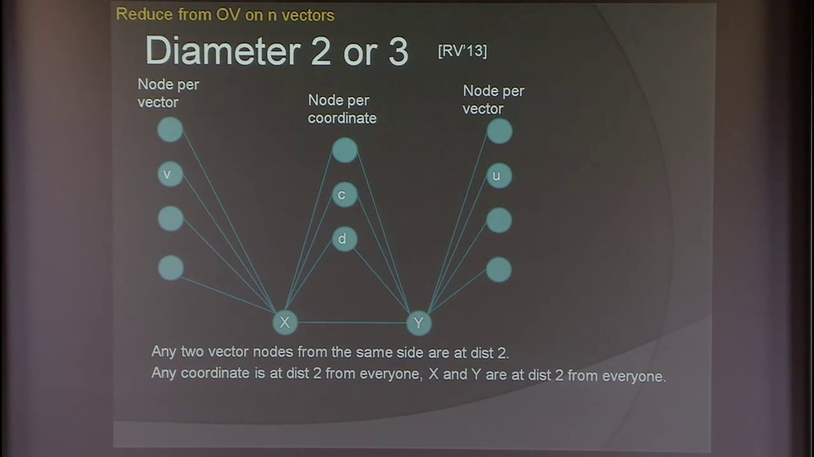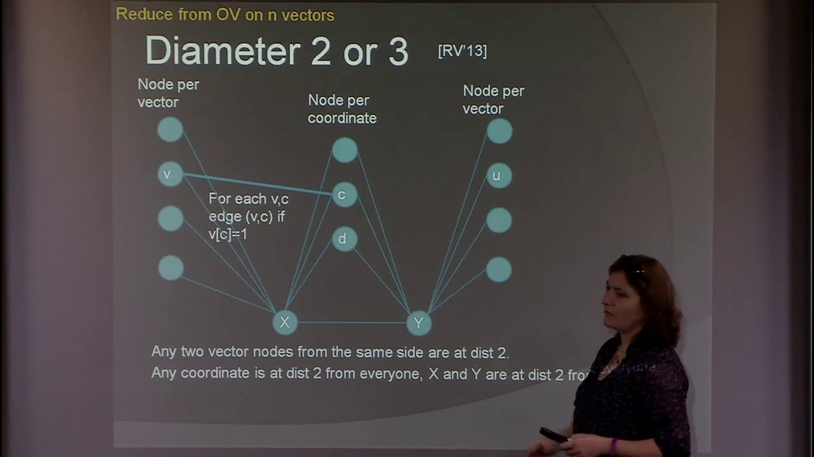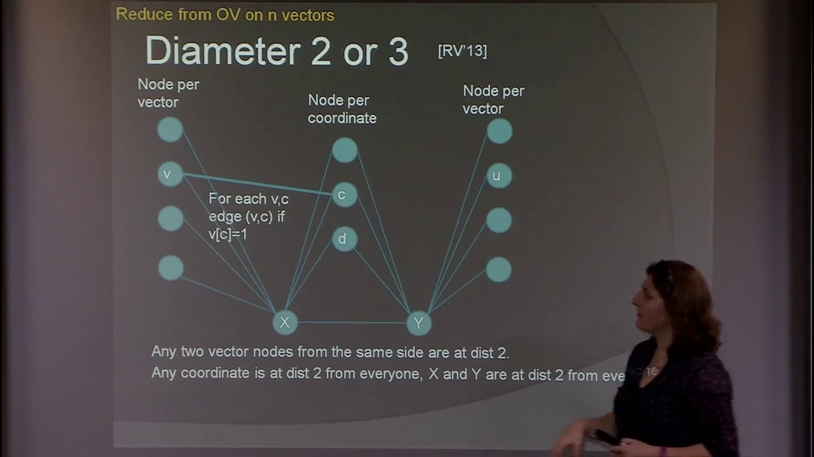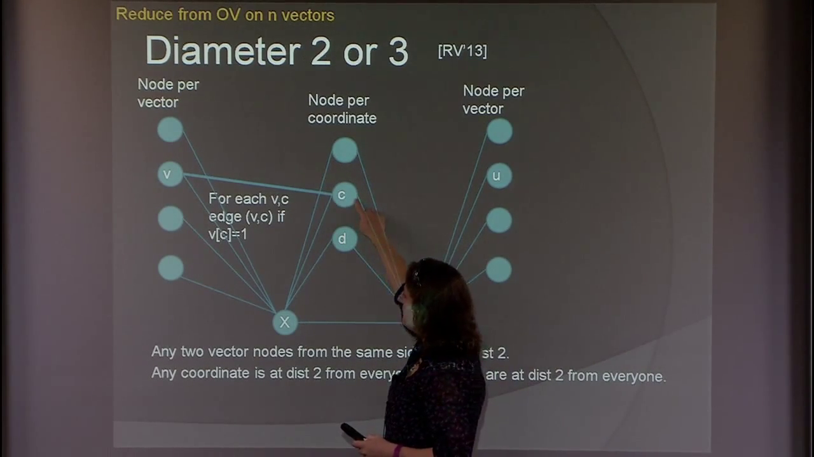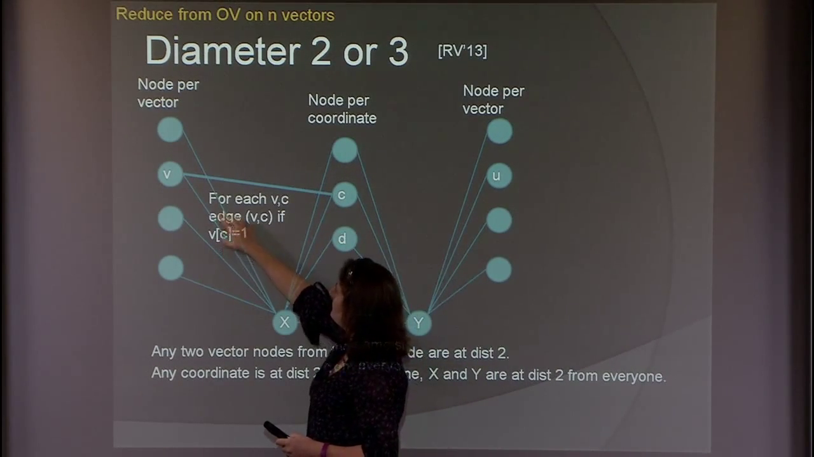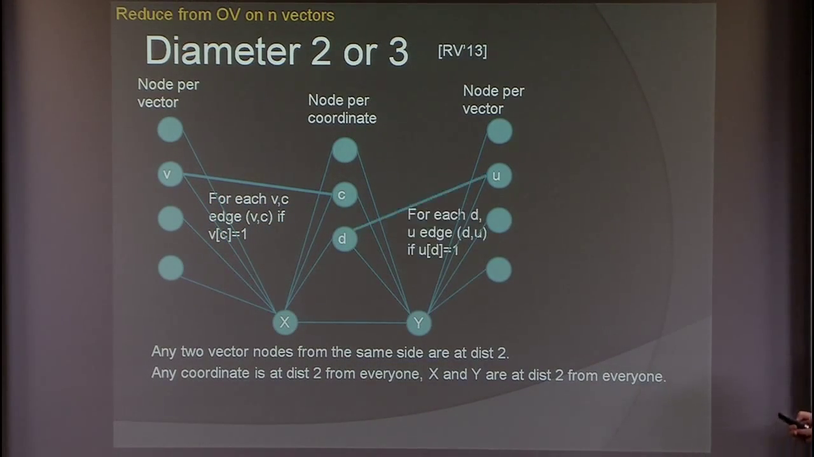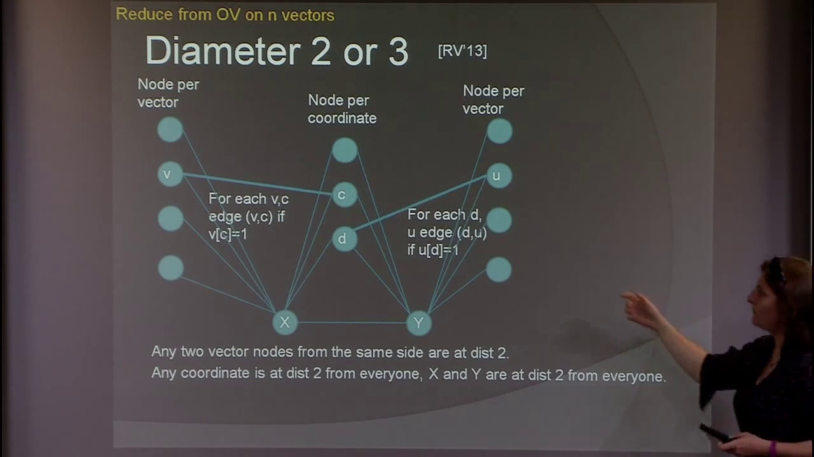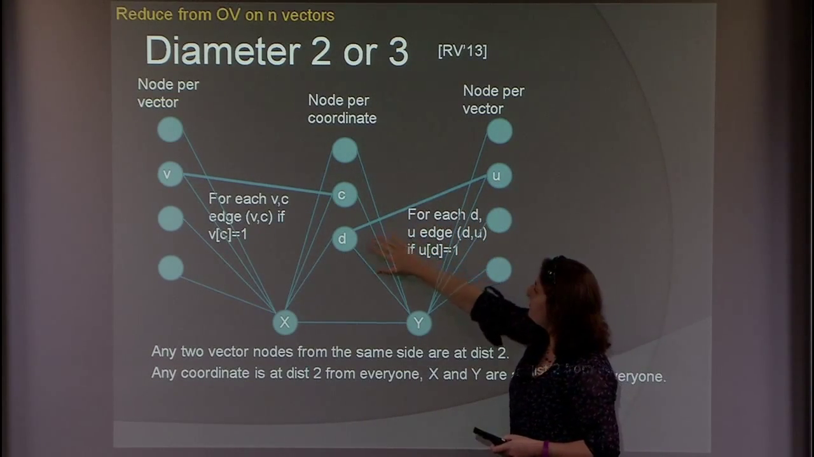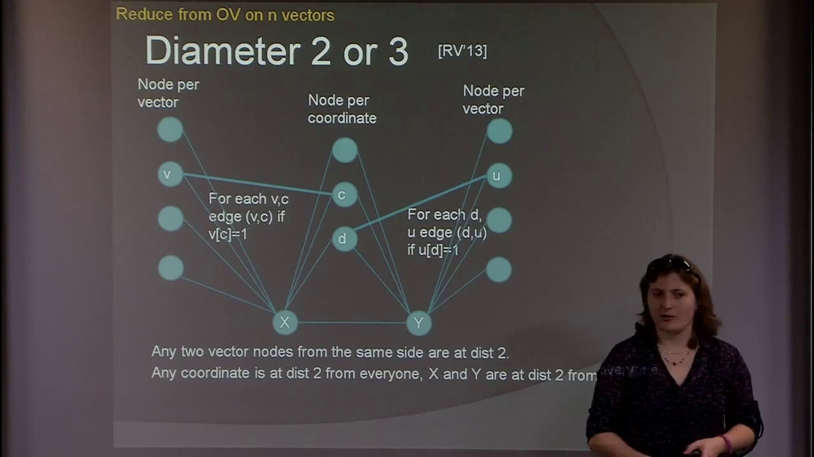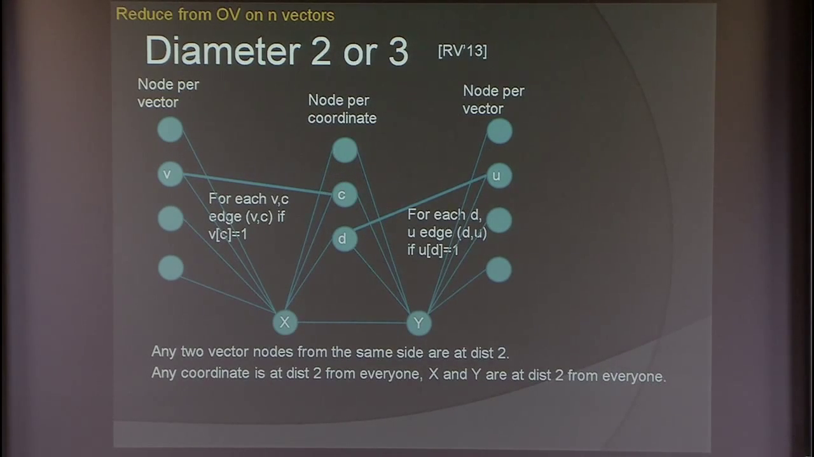So now we will put edges between vectors and coordinates in the following way. For any vector v and any coordinate c, we will put an edge if and only if that vector is 1 in that coordinate. The same thing here. We'll put an edge between d and u if u is 1 in coordinate d. And this completes the reduction.